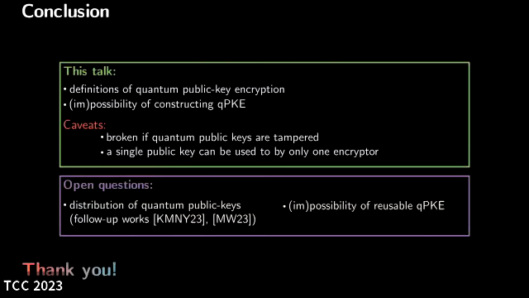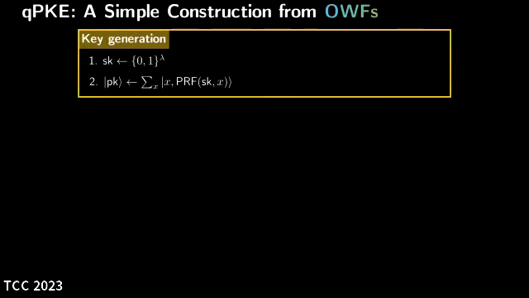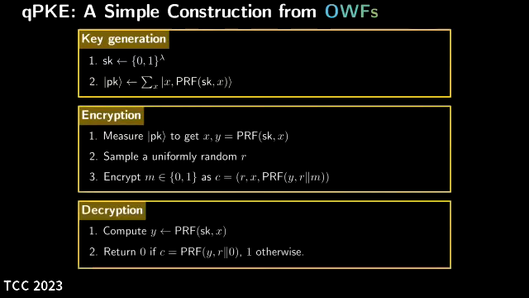In your construction of the PKE, if you can show the slide, this one. This involves summation over the domain of the PRF, and classically it would be very expensive. Do you have an efficient way of creating such a state?